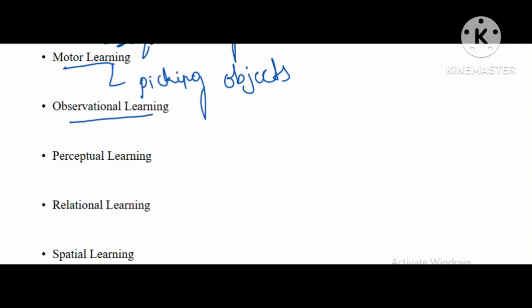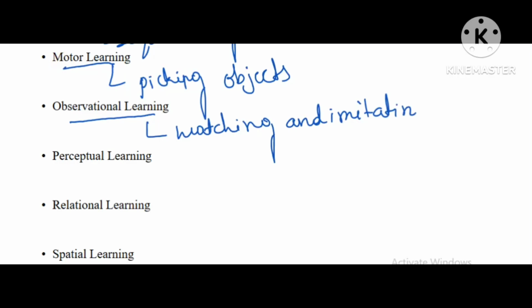So next is observational learning. Observational learning is nothing but watching and imitating. We'll take that as observational learning. Especially, I will take an example like a child mimicking their parents. Whatever words they use, the child will try to mimic them. So that is what we know as observational learning.